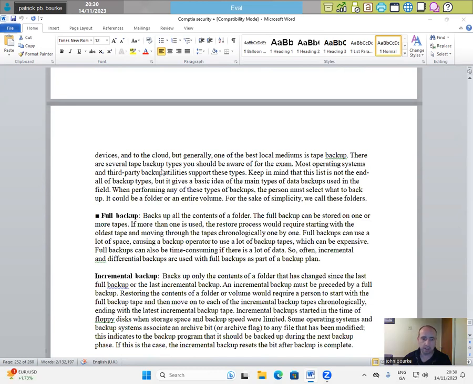There are several types of tape backup types you should be aware of. For example, most operating systems and third-party backup utilities support these types. Keep in mind that this list is not the end of all backup types, but it gives a basic idea of the main types of data backups used in the field.